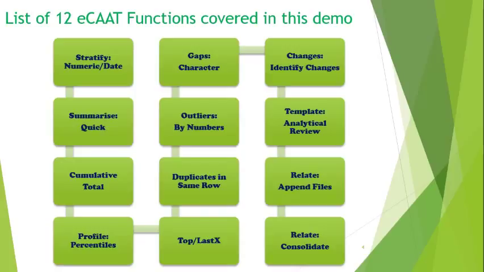We'll look at using the template analytical review and see the changes in the balance sheet in terms of the value and the percentage. We will relate 3 files which have common fields and append these files using a simple function without copying and pasting the data, and also maintaining the relationship. And finally, we'll consolidate these 3 files to get the count and the total.